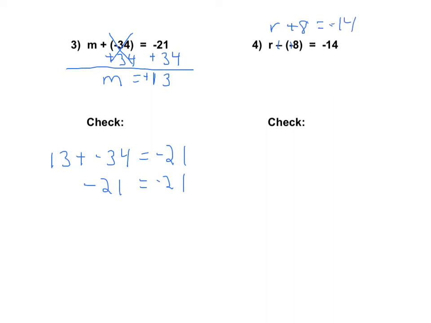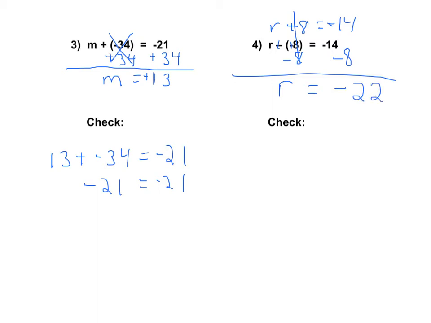So now you want to cancel out the 8. What is the opposite of adding 8? It's subtracting 8. So if I subtract 8 from both sides, sorry this is kind of messy, the 8's cancel, and I end up with r is equal to a negative 14 plus a negative 8. Negative 14 plus a negative 8. They're both negative, so you get a negative 22.